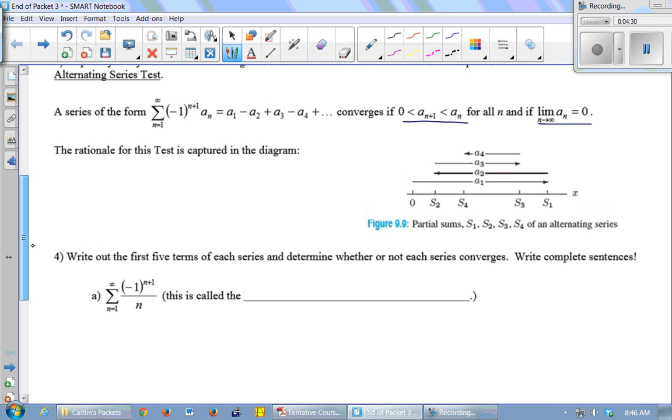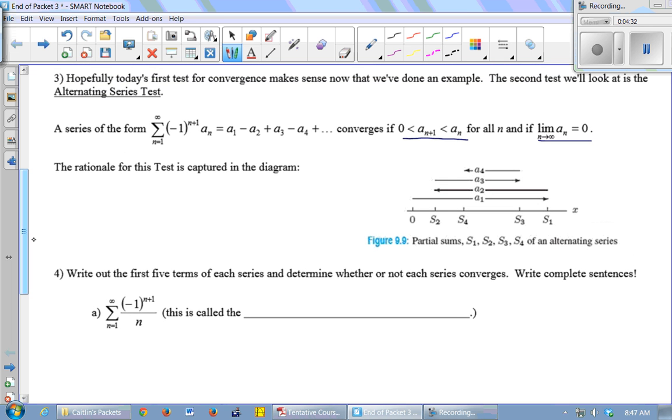So the rationale for the alternating series test is this diagram, right? If you take away the alternating signs, terms getting smaller and going to 0 is not enough to conclude convergence, right? We have a test for divergence, and if the terms are getting smaller and going to 0, it might converge, right? But if we add this one stipulation that the signs alternate, then we can conclude convergence.